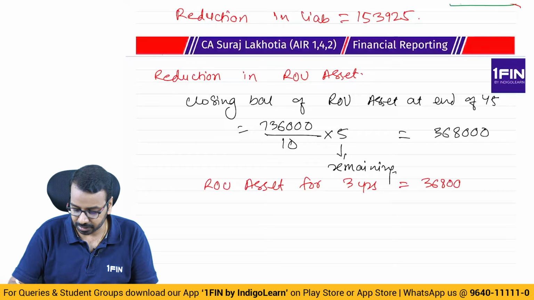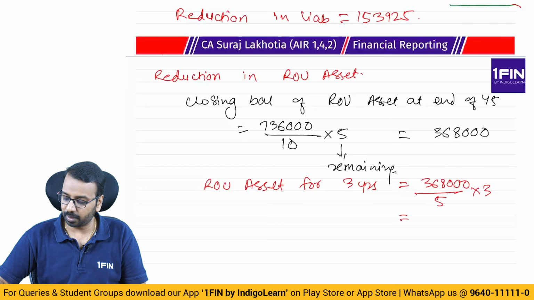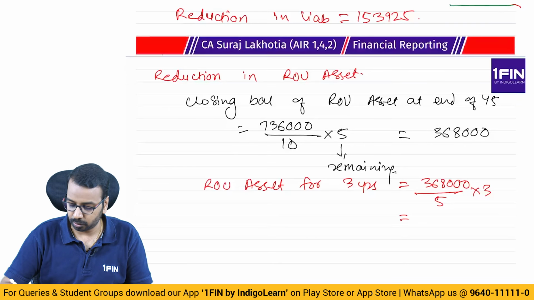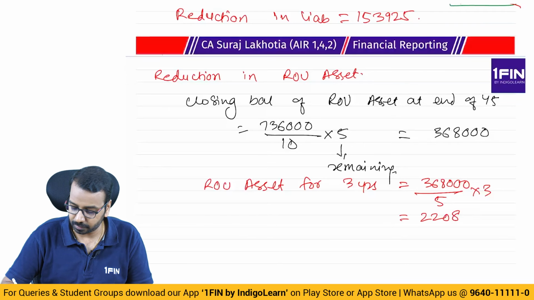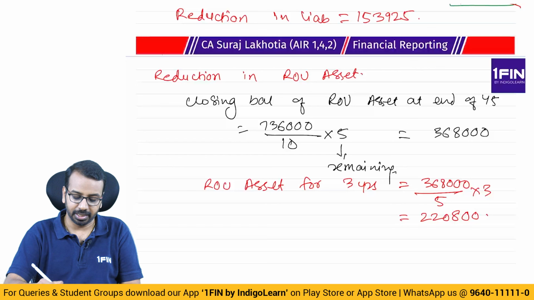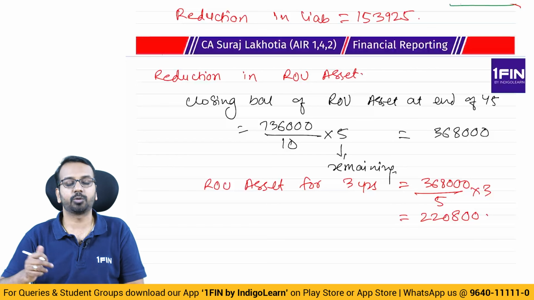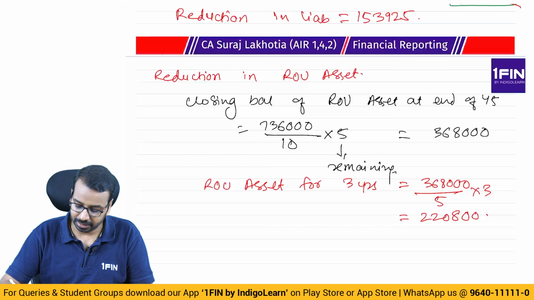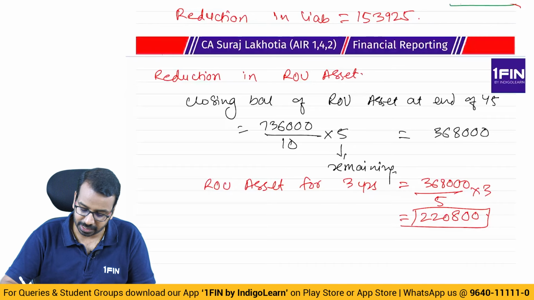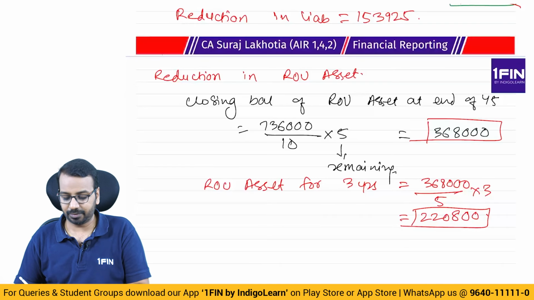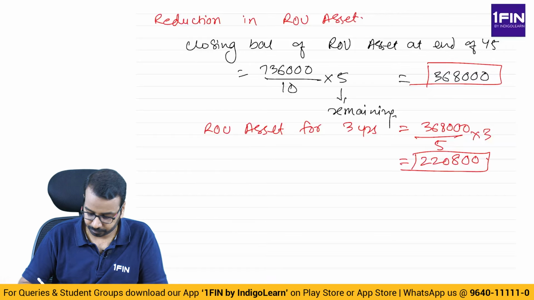368 is for 5 years; into 3, so 368 divided by 5 into 3, I get 2,20,800. Directly also we could have done 736 divided by 10 into 3, we get 2,20,800. This is the right of use asset for 3 years. This is the right of use asset for 5 years. What is the reduction?